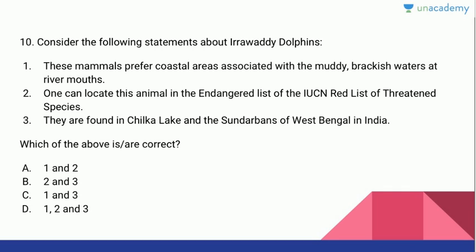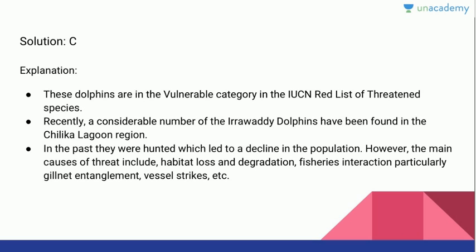When we went on Bharat Darshan, we happened to go to Chilka Lake and I saw them. They are silver colored, very, very beautiful dolphins. So the answer is C, that is 1 and 3. These dolphins are in the vulnerable category. Recently, a considerable number of Irrawaddy dolphins have been found in the Chilka Lagoon region, and in the past they were hunted, which led to a decline in the population. However, the main causes of threat include habitat loss and degradation, fisheries interaction, particularly gillnet entanglement, vessel strikes, etc.